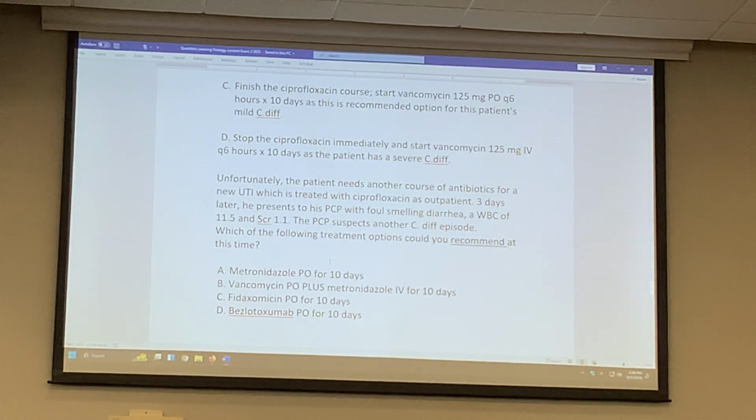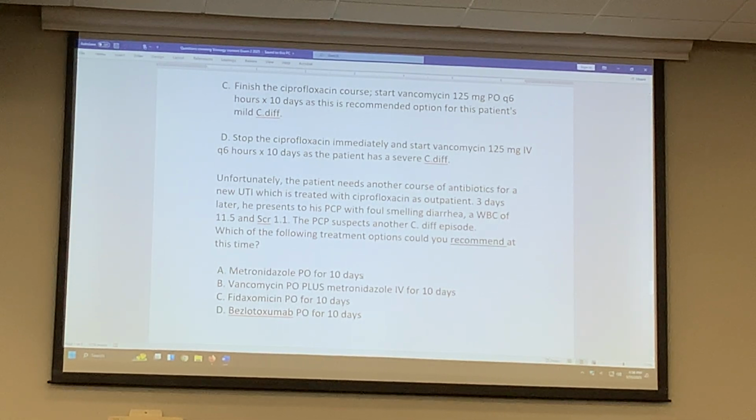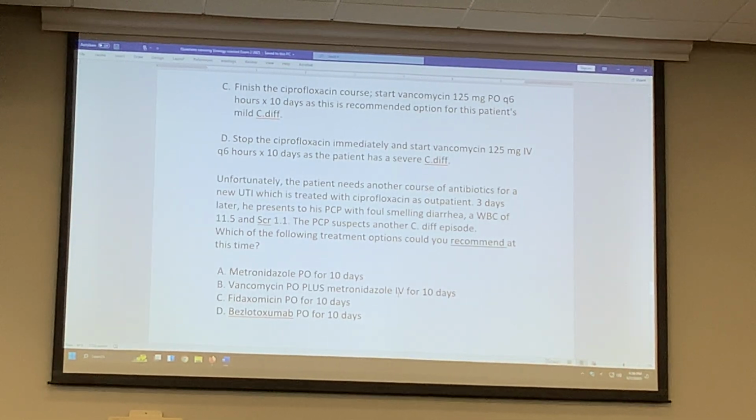So you could either give, again, vancomycin, same course, right, as you did, or you switch to the other one, fidaxomicin. Or if you had started with fidaxomicin, you would switch to vanco. So you have an option, right, what to do. Metronidazole PO for 10 days, absolutely wrong, right? Definitely not. Vancomycin PO plus metronidazole IV.